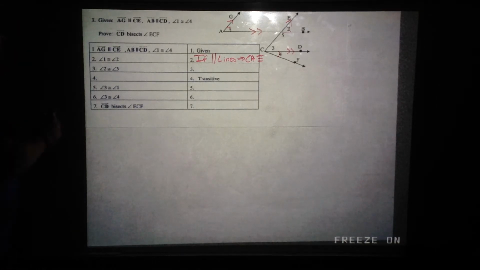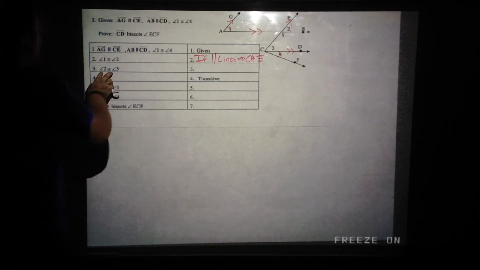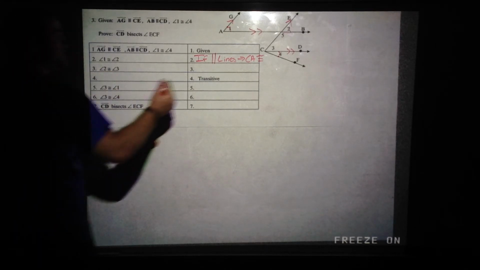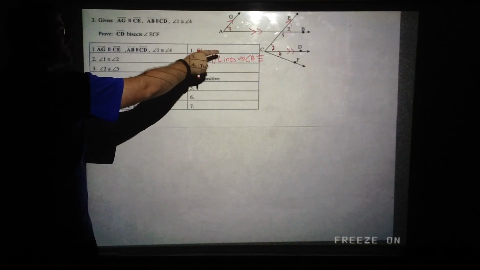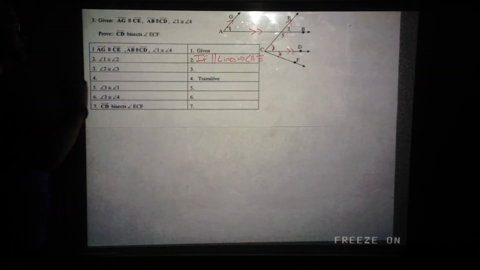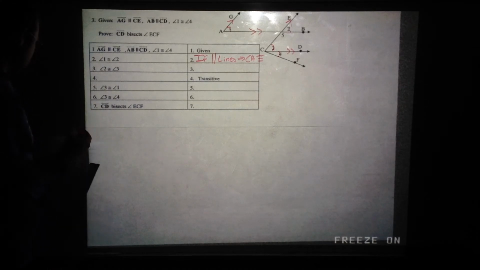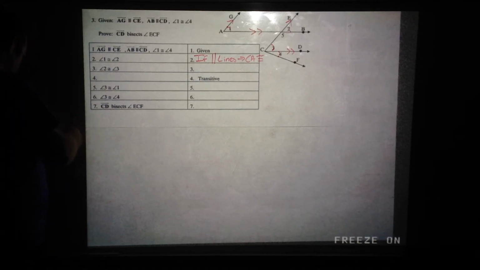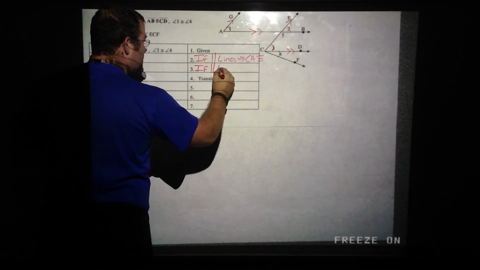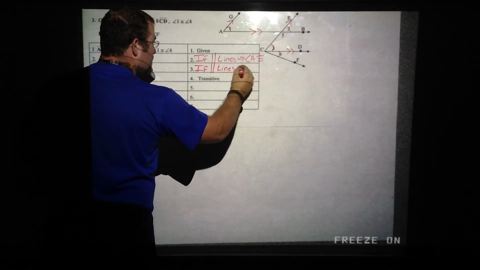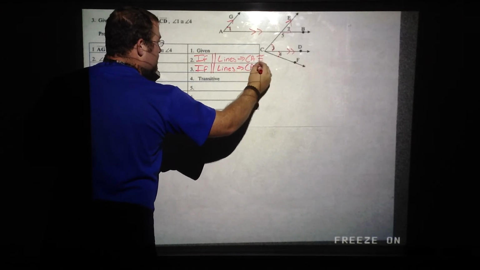Now looking at step number 3. We have angle 2 is congruent to angle 3. We know that ray AB and ray CD are parallel. So therefore we know that angle 2 and angle 3 are corresponding angles. So therefore we have: if parallel lines, then corresponding angles are congruent.